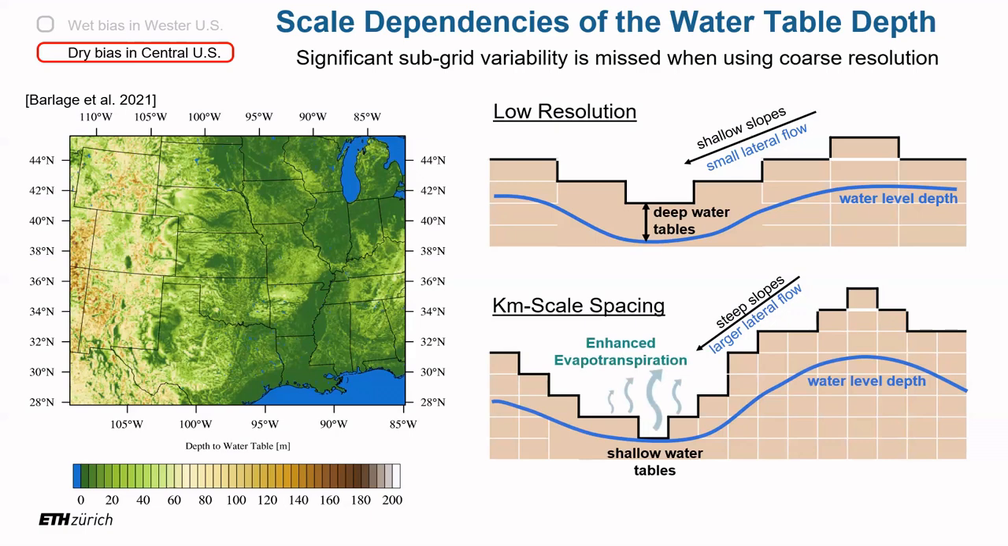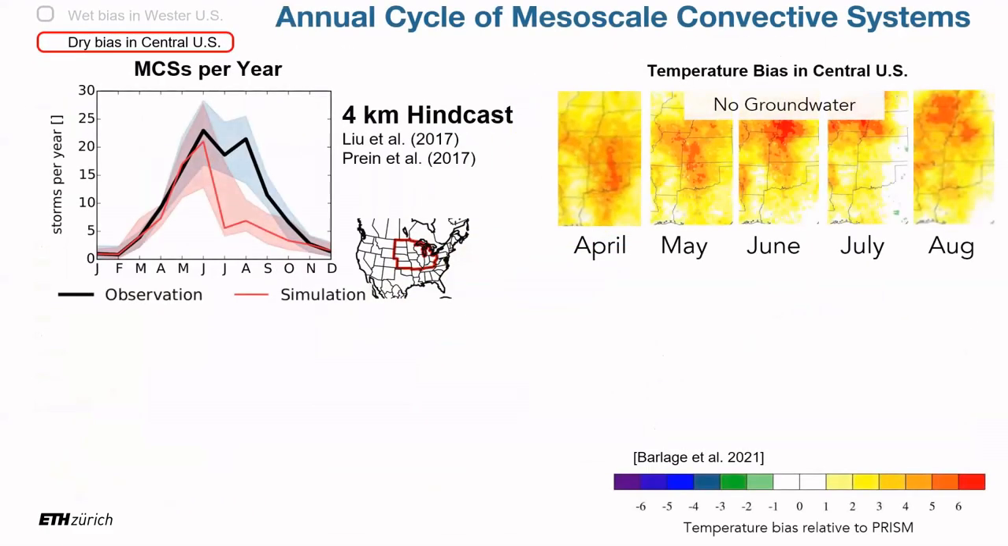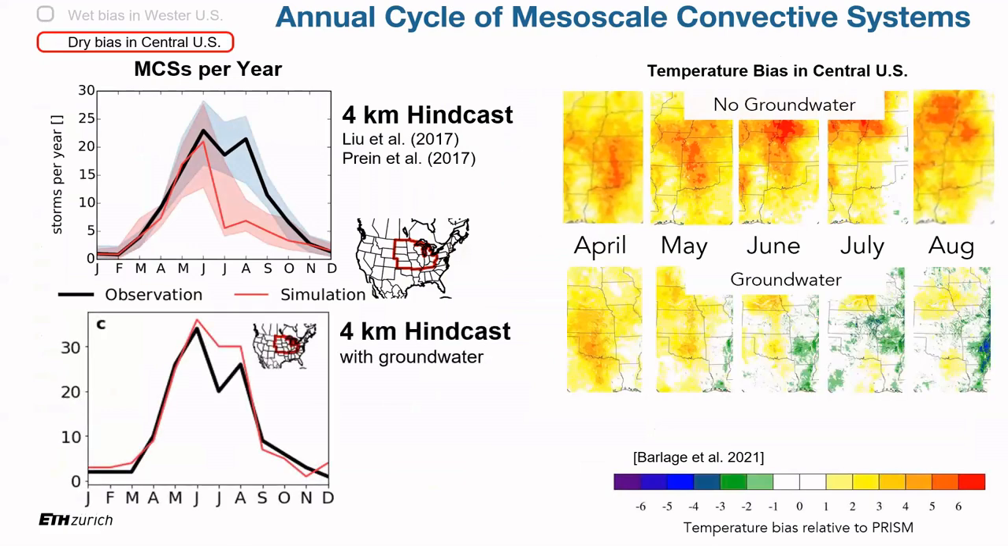So this is a very small scale process that has a big impact on the central US, but there are other regions like the La Plata Basin, Sahel region, Southeast Asia, where these processes are really important. If you include this process in the 4 kilometer simulation, you almost eradicate the whole bias. The temperature bias is almost gone.